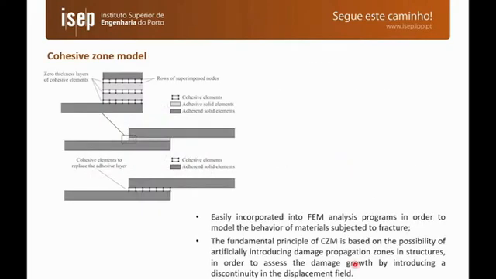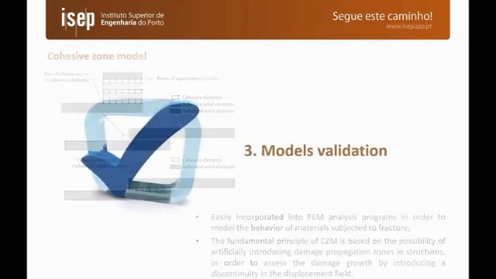As a short introduction, cohesive zone models are widely used nowadays for strength prediction when we want to combine strength of materials principles for damage initiation and fracture mechanics principles for damage propagation. And this is the model that we are going to use.